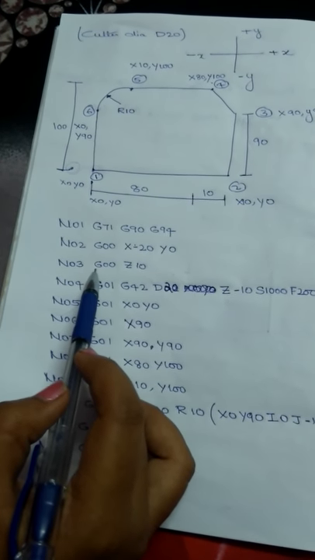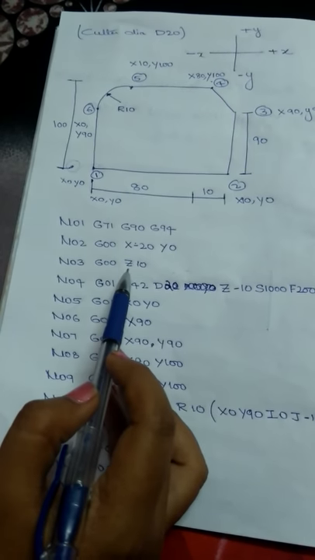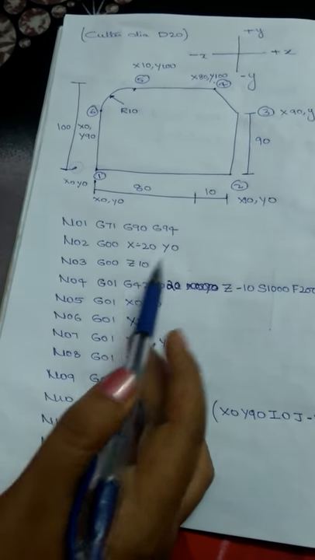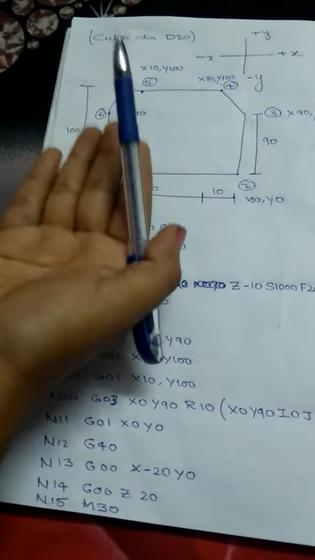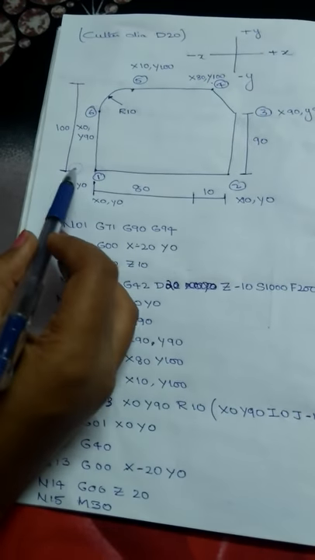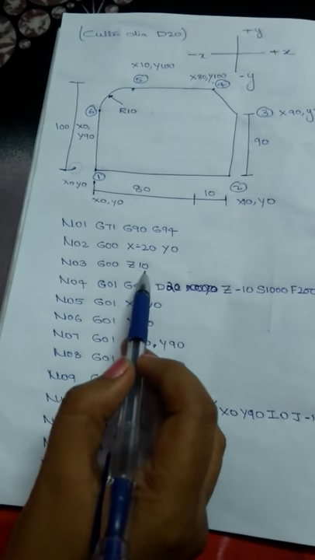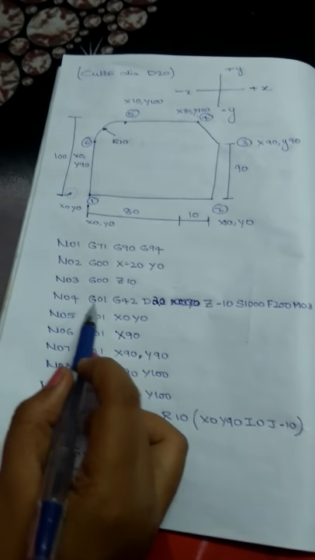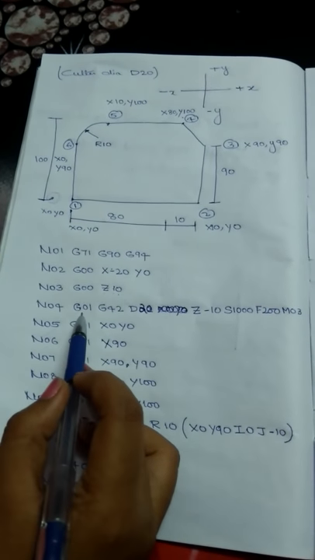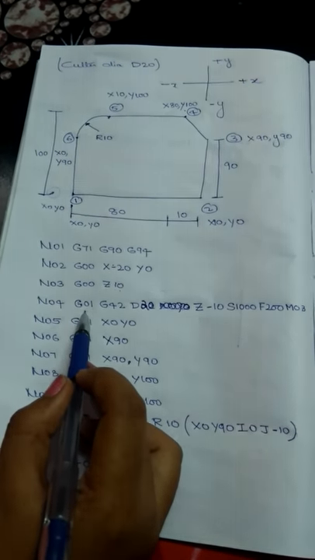Next is G00 Z10. So the tool is moving away from the surface of the specimen. So it is Z10. Next is G01. G01 is feed linear motion.